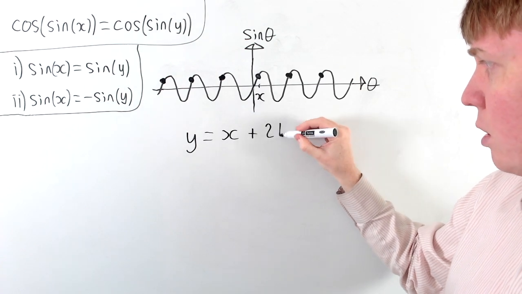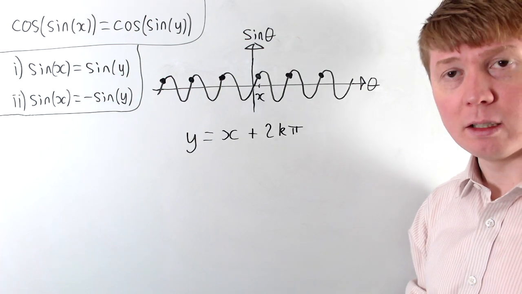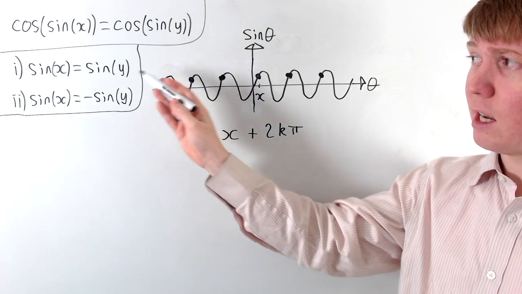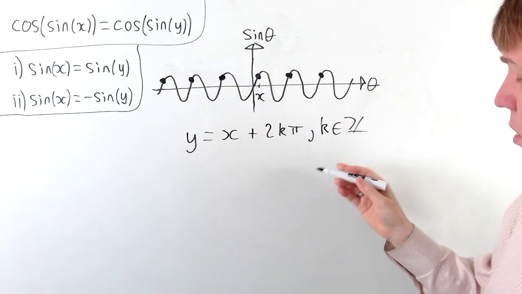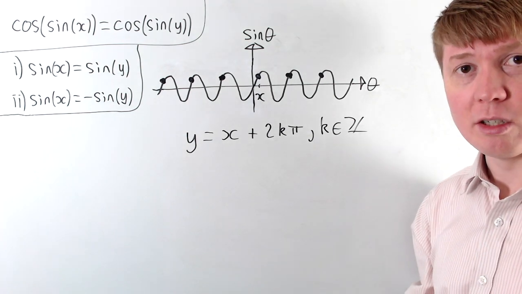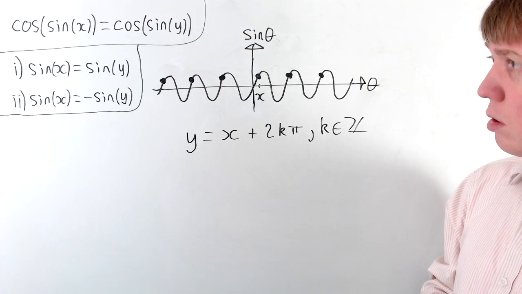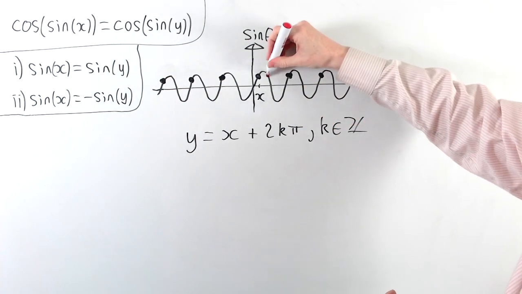y equals x plus 2k pi, so any even multiple of pi, including 0 here, so x equals y would also work here, and sine x would be equal to sine y. So this works for any positive, negative, or 0 integer k here, and we get all of these solutions. But we've got some more solutions here as well for this value of x. You can see that there's another solution which would go here.